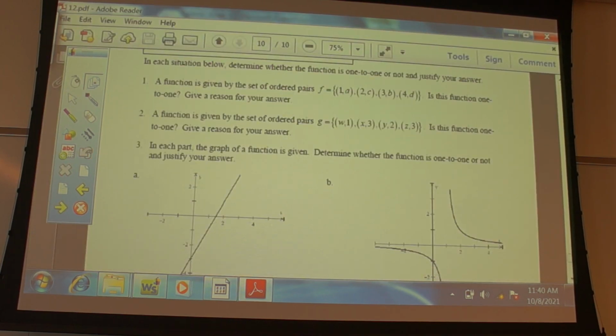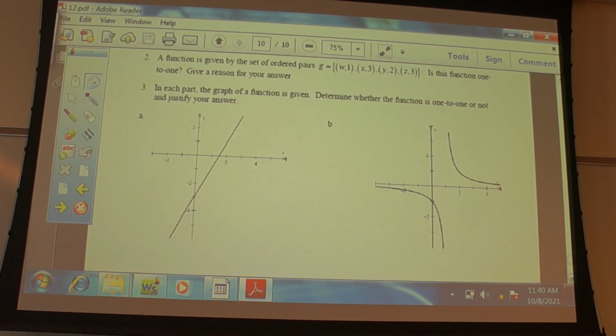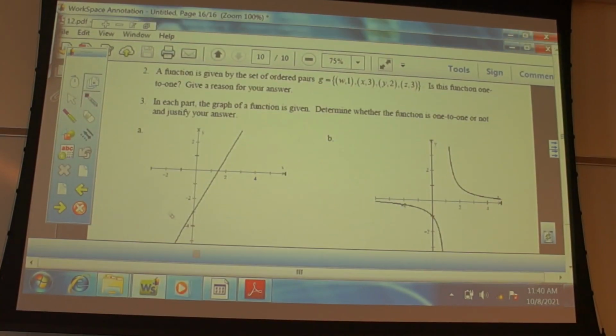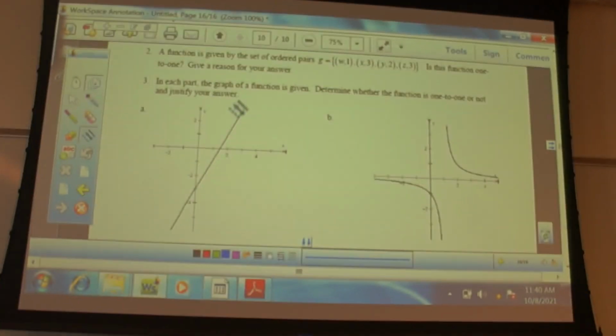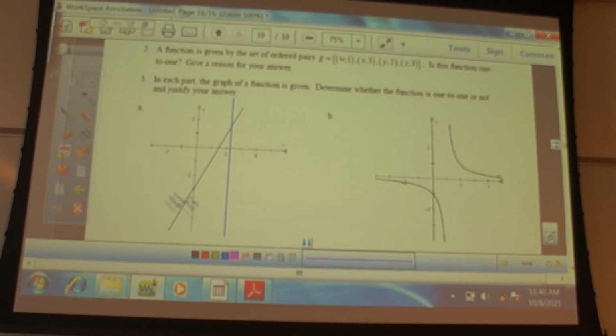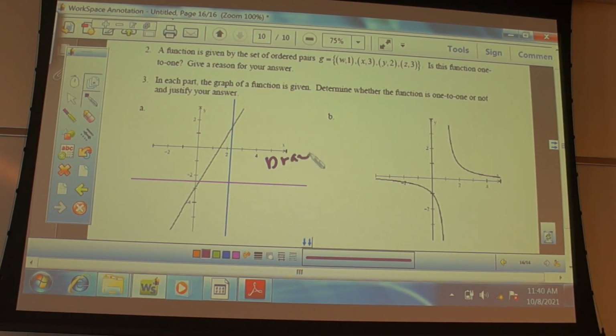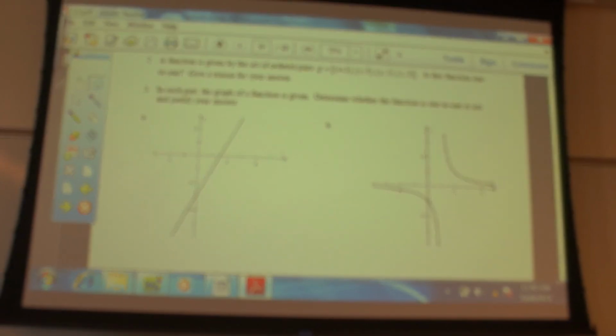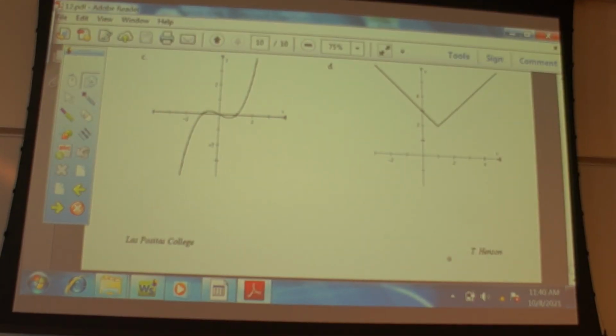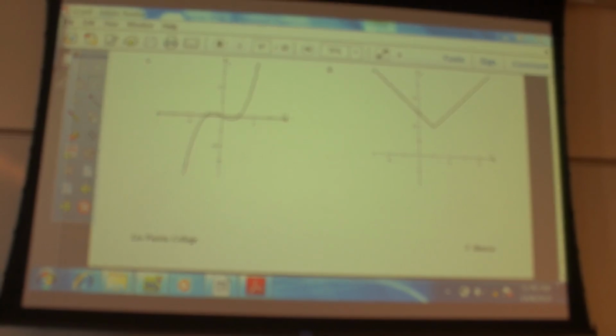Okay, so where were we? That's this first part. The second part is to see if they're 1-to-1 or not. That basically means just draw lines. Draw a vertical line and a horizontal line, and see if they pass the vertical line test and horizontal line test. So that's all the rest of this. There's 4 of those. So that's that homework. It's due next Wednesday. It should not take you long at all.